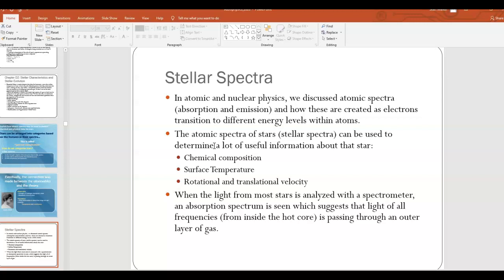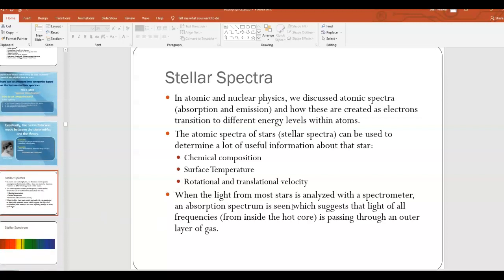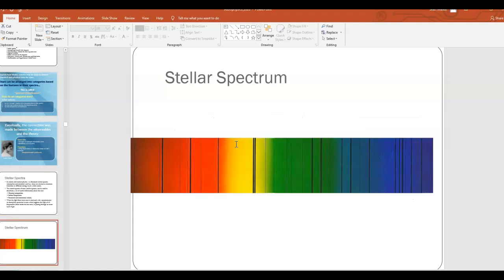When you take the light from stars and put it through a spectrometer, remember that's the device that breaks the light given off by an object into its individual wavelengths, we can look at that pattern and figure out what stars are made of. Based off of the observations we've made, we've seen that light of all frequencies is passing through an outer layer of gas. And basically we get something that looks like this.